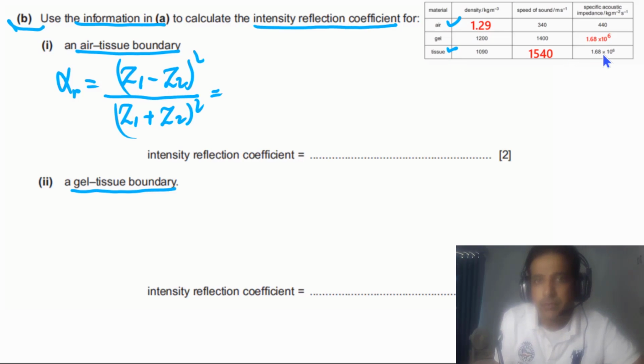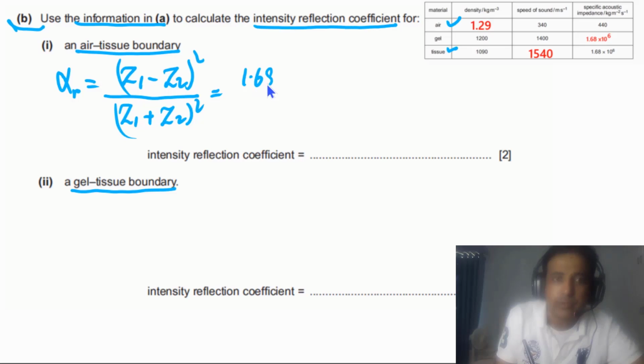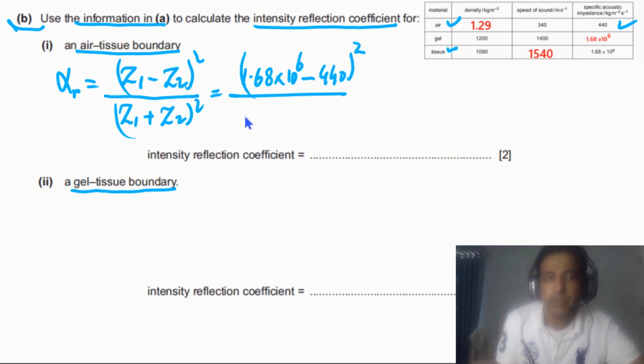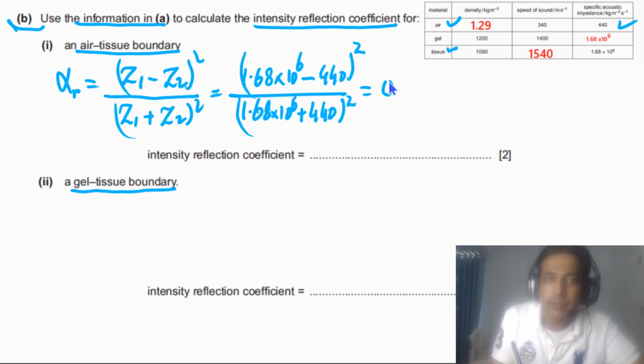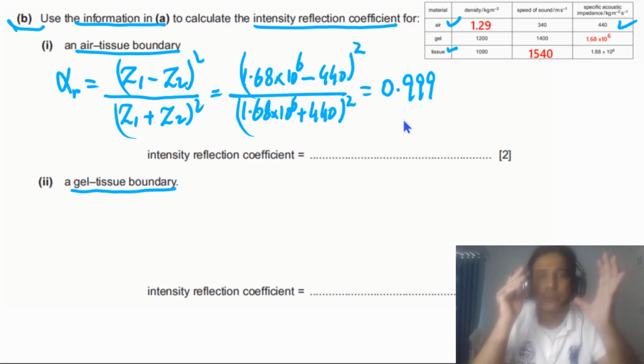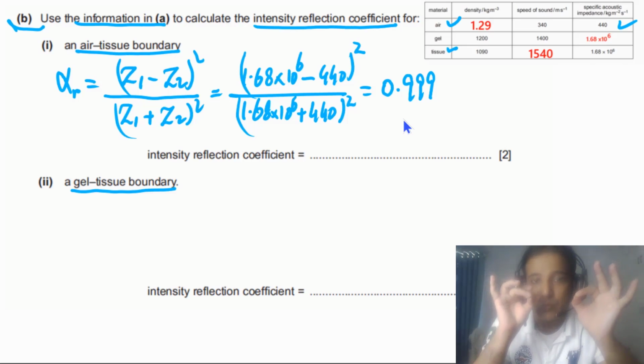For tissue, we have a value of Z equal to 1.68 times 10 to the 6, minus, for air, we have 440. So this is 440, then the square of this, divided by Z1 plus Z2. So we have 1.68 times 10 to the 6 plus 440, squared. And if we solve this one, our answer will be very close to 0.999. So if the value of alpha is equal to 0.999, it means it's very close to 1.